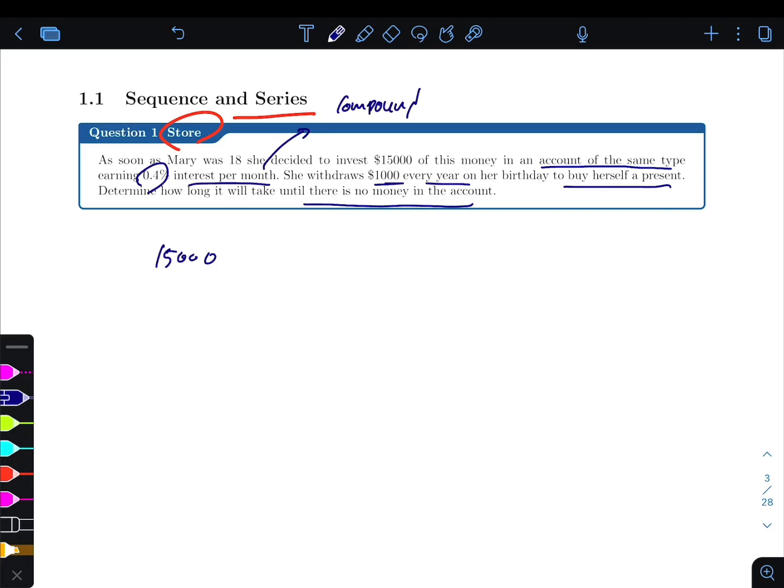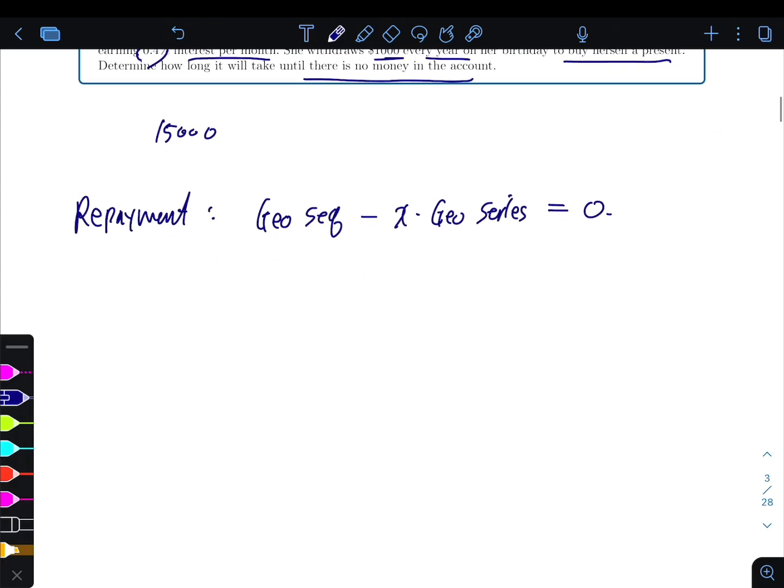Okay, so this is a great question. For the repayment, what I want you to remember is that the balance is going up, right? So either your debt or your investment will go up, but you deduct some money to pay the bill, or in this case, to buy yourself a present. So the formula is going to be the geometric sequence minus the repayment times the geometric series. And then you want that to be equal to 0 because you want to be able to fully pay back, right? And how you have derived that formula is the following.